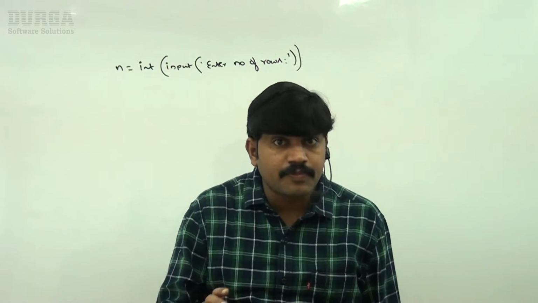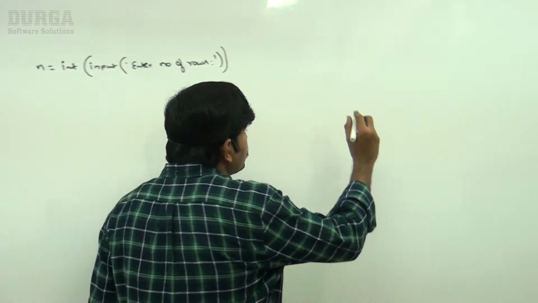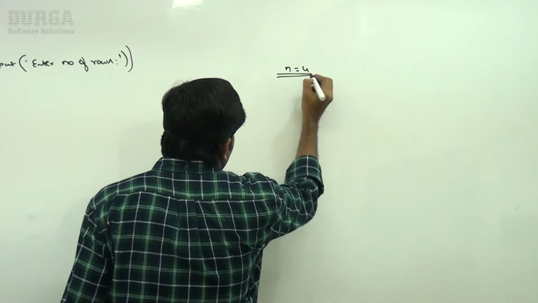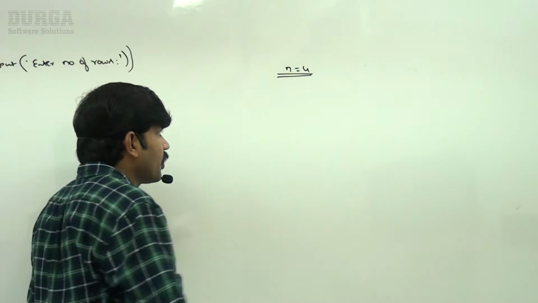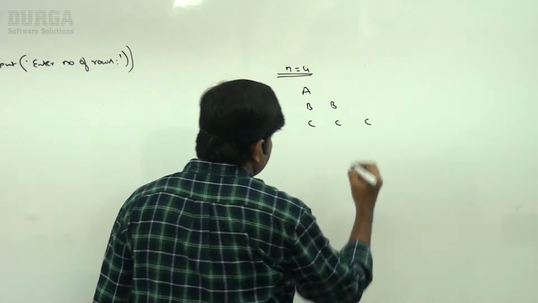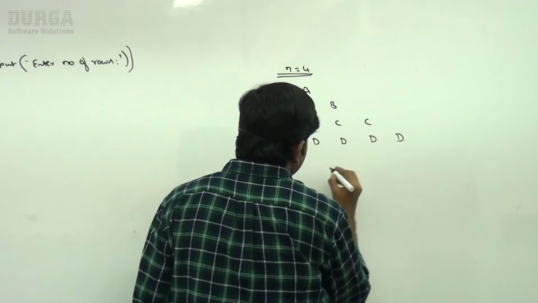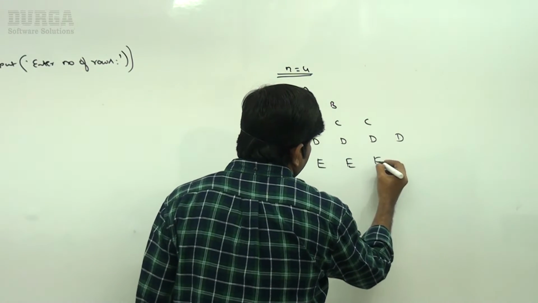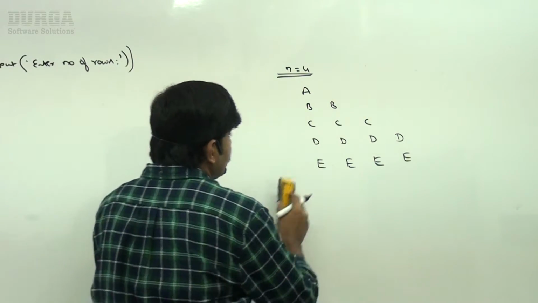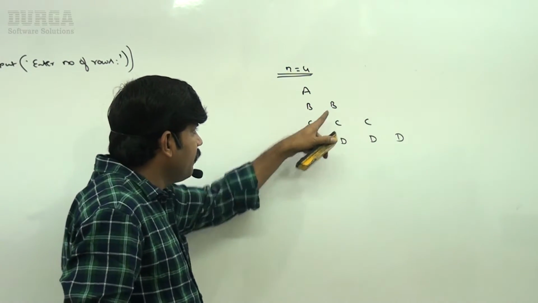Now the next example is a right angle triangle with alphabet symbols. Suppose I take n is equal to 4. My required output is A, B B, C C C, D D D D. n is equal to 4 only, so up to this. This is my requirement: 4 rows, A, B B, C C C, something like a right angle triangle.